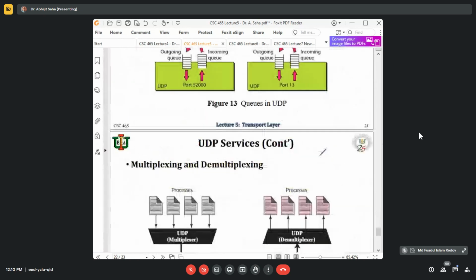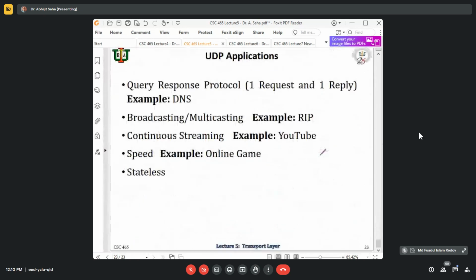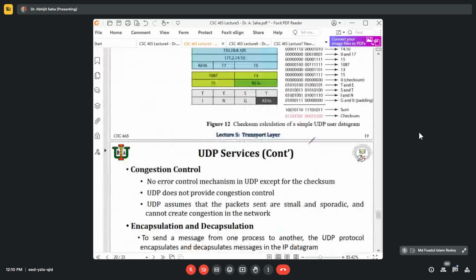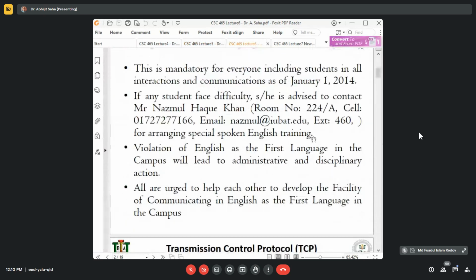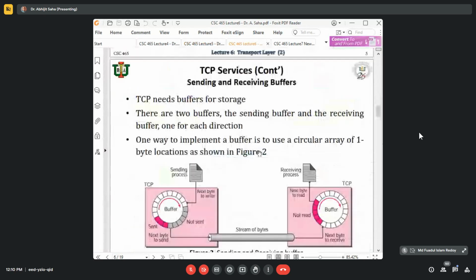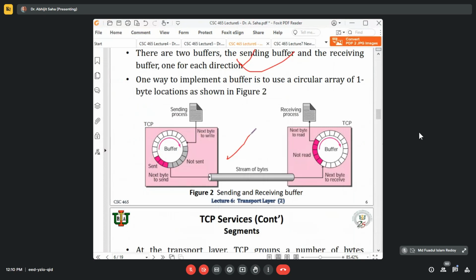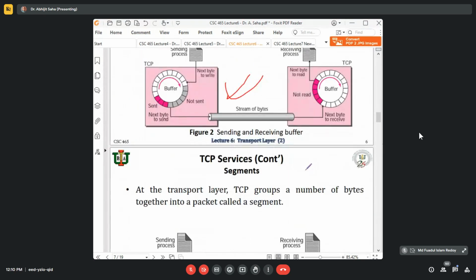And after that you're going to study here. Okay, this chapter is done. And from chapter number 6, you need to study the buffer of TCP. This one is very important. With that example figure, you should be able to explain the sending and receiving buffer of TCP.